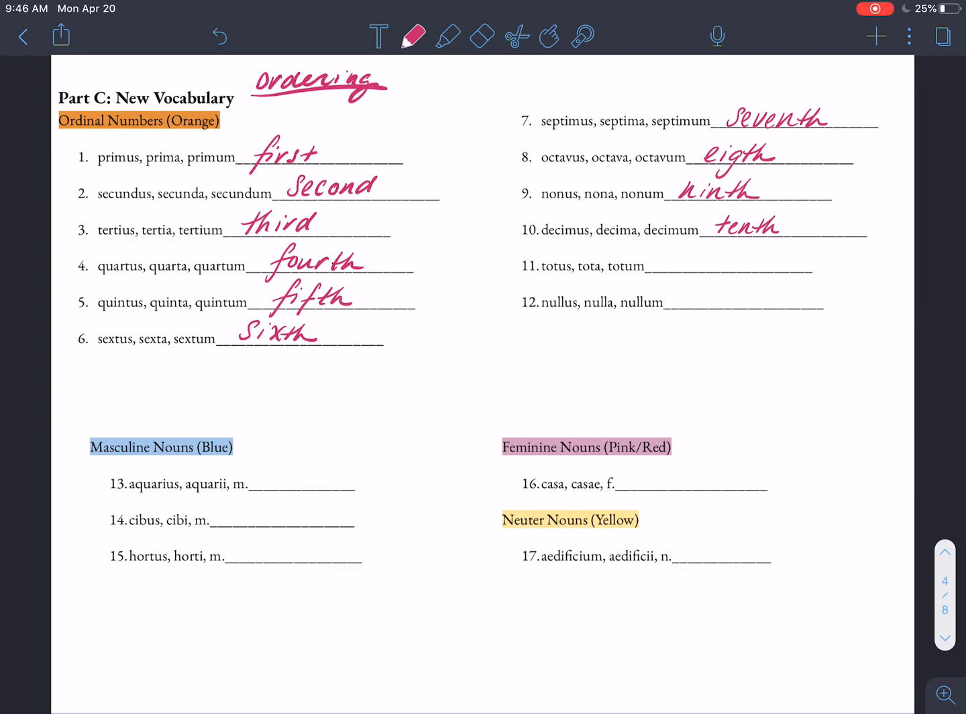All right. Next, please repeat. Totus, tota, totum. Again, totus, tota, totum. Okay, and that means whole, all, or total.